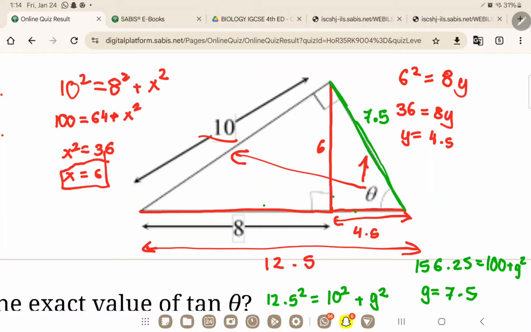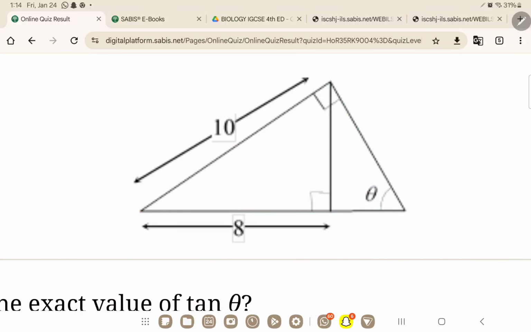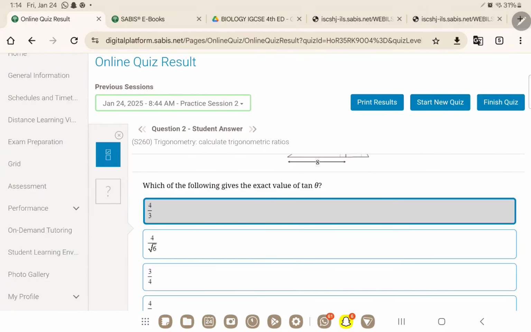So now we have everything we need. Now what we're gonna do is, again, opposite, so 10, over adjacent, 7.5. Put 10 over 7.5 on your calculators and you will get a fraction, which is 4/3. And that is your final answer. 4/3.